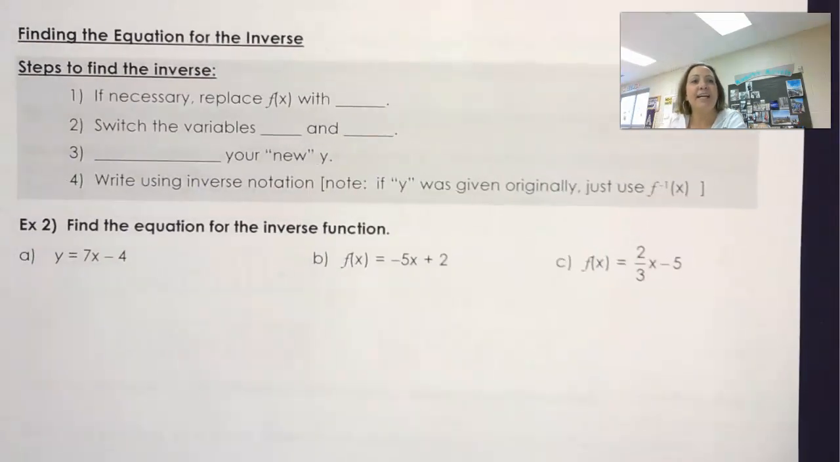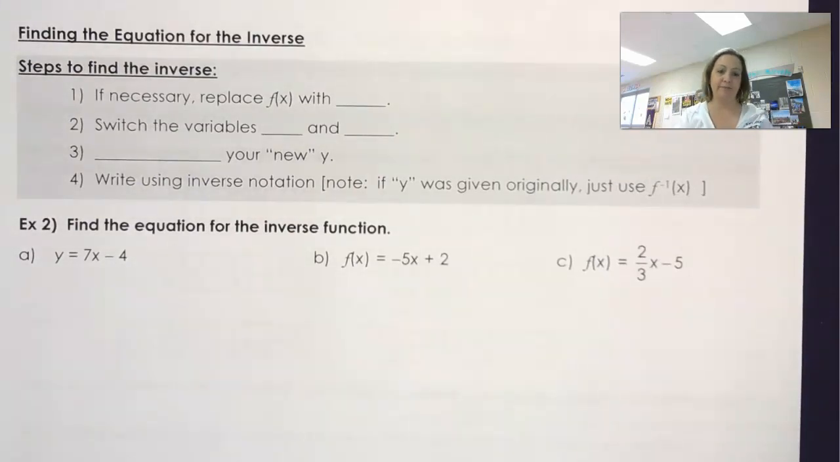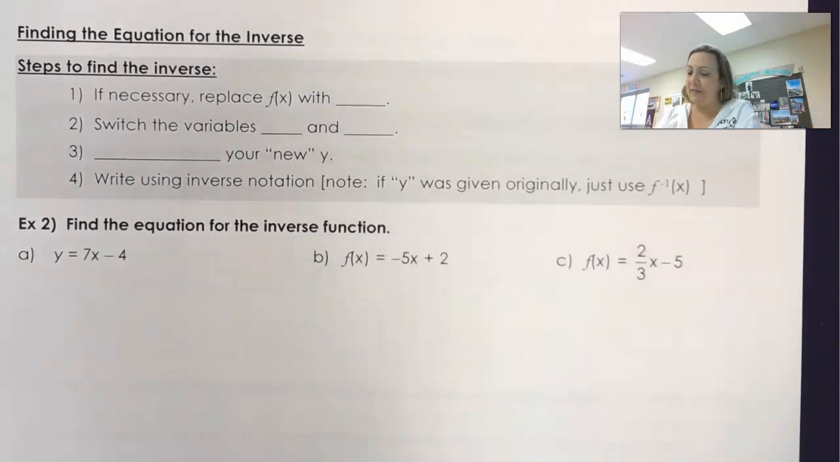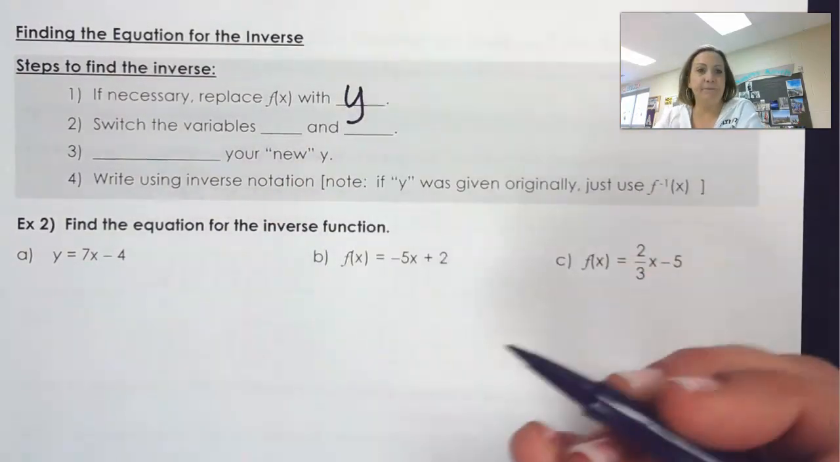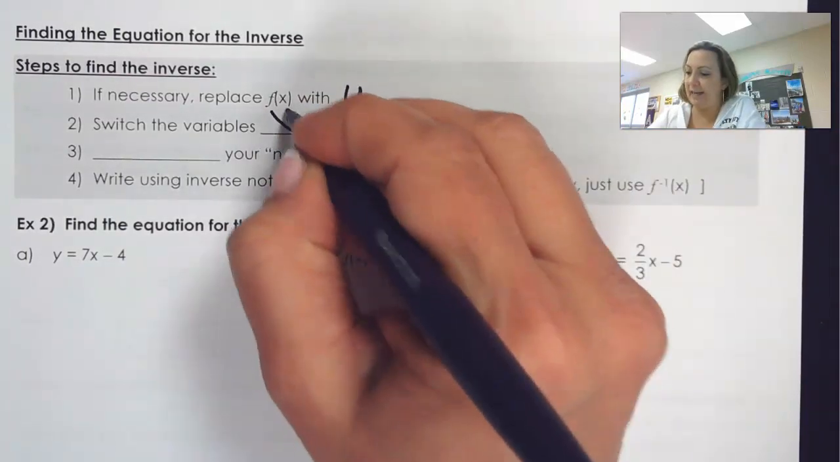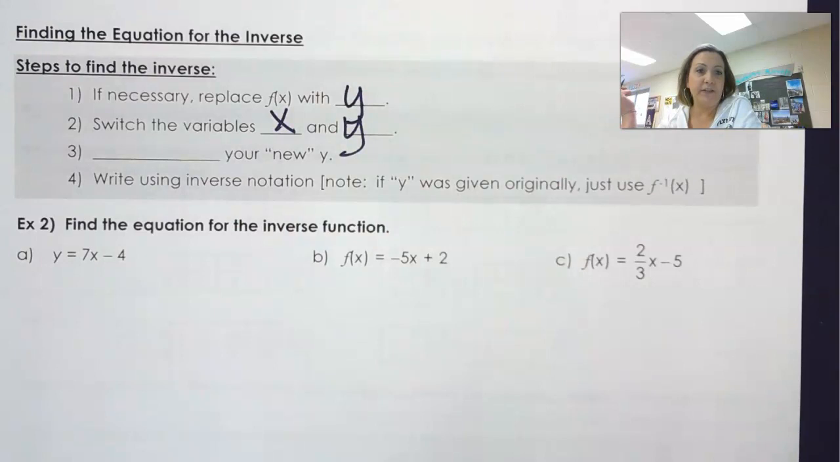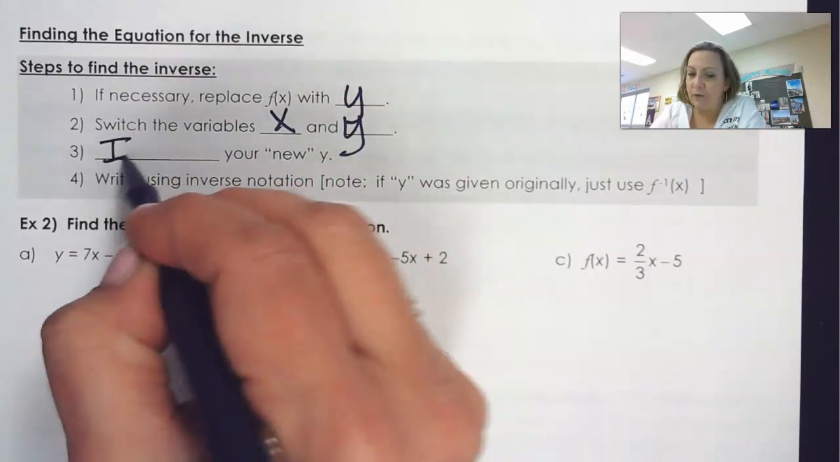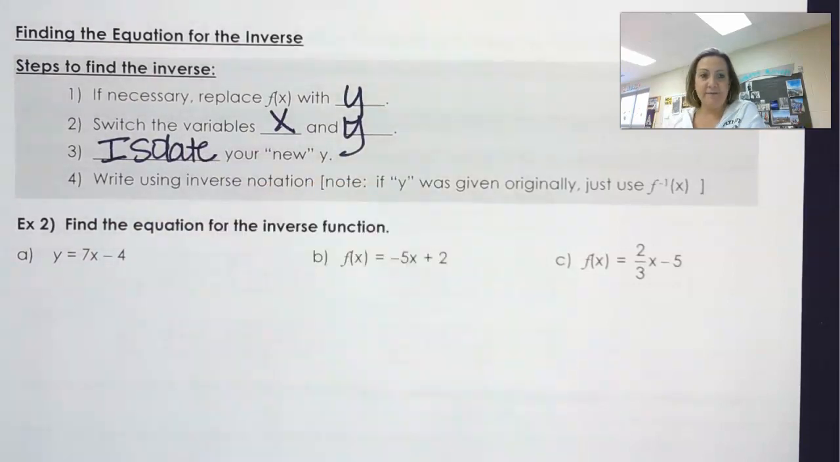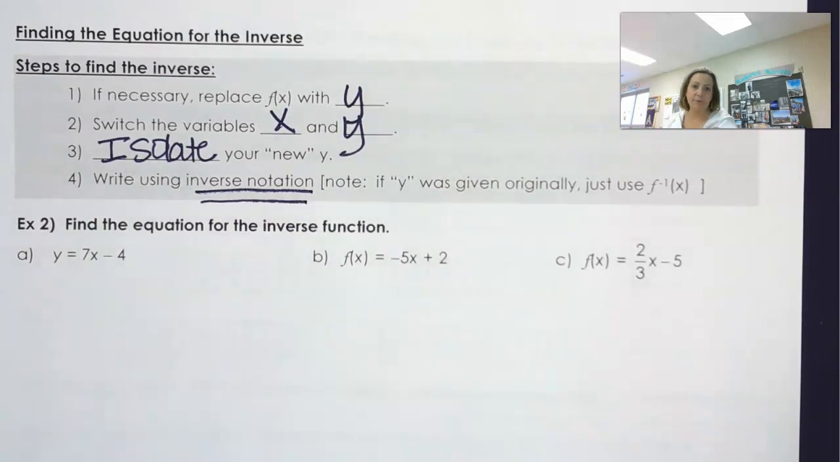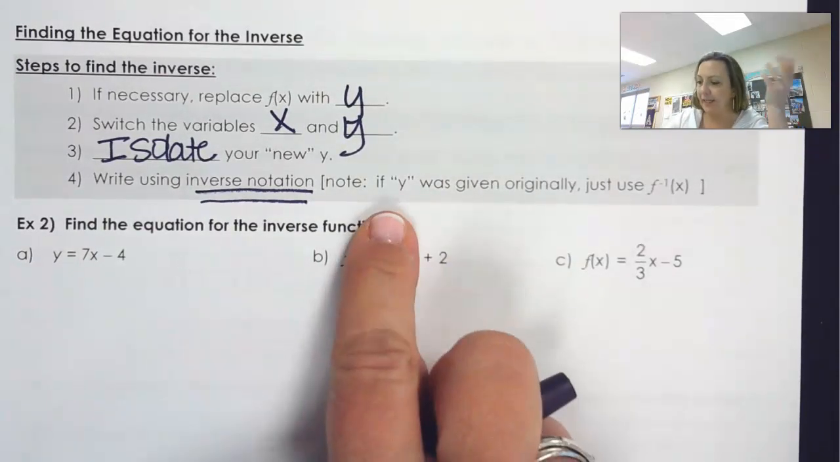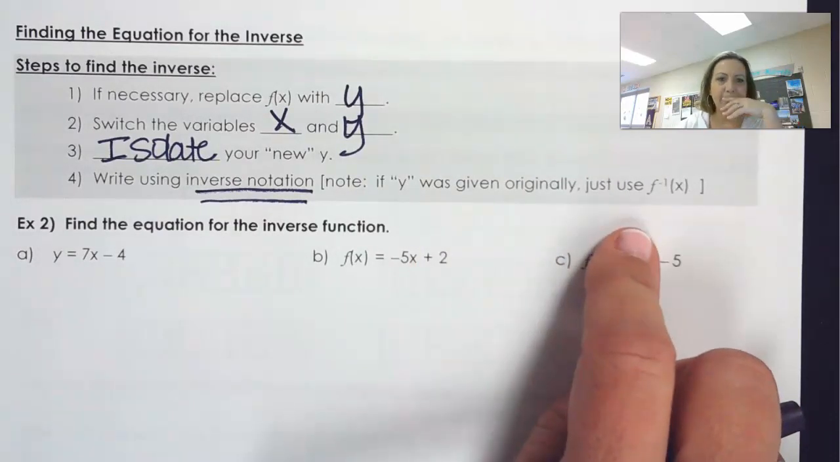What we'll do today is we're going to be looking at how we can find the equation for the inverse function, okay? And what we're going to do is, if necessary, if they give us an f of x or a g of x or some function notation, we'll replace that with y. Then we switch the variables, x and y. We know that that's a property of inverses, is that they're going to be switched. Well, now we're going to isolate our new y. And then we write using inverse notation that we just talked about. Now, if y was given originally, we'll just use f inverse of x, okay?